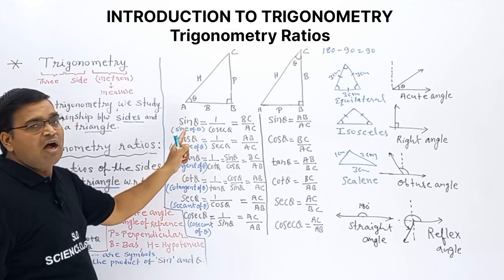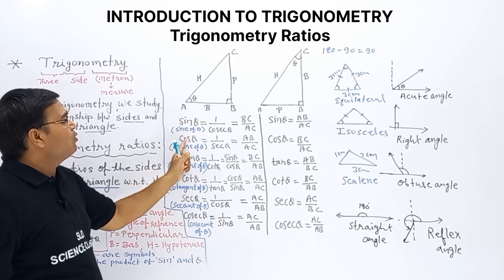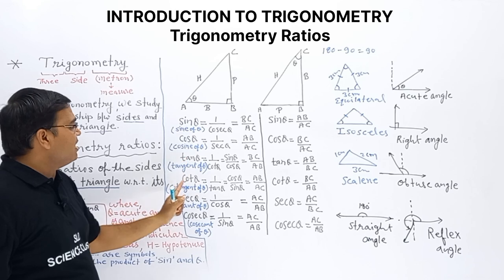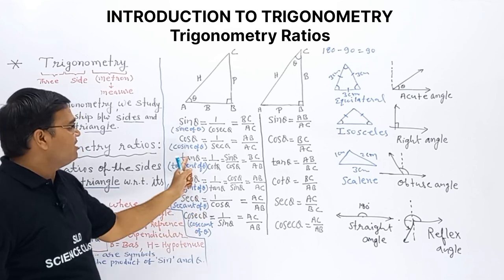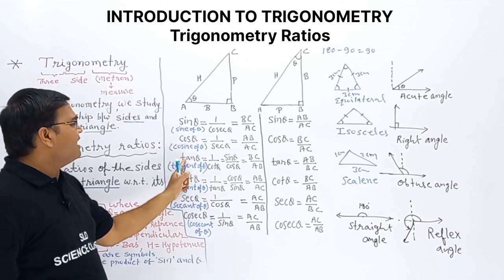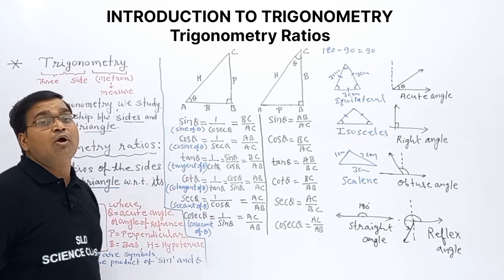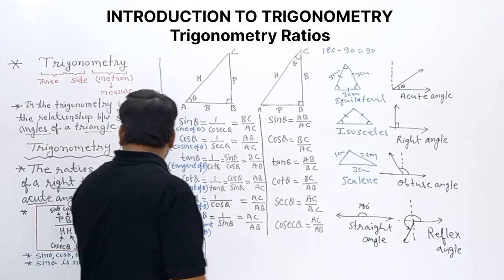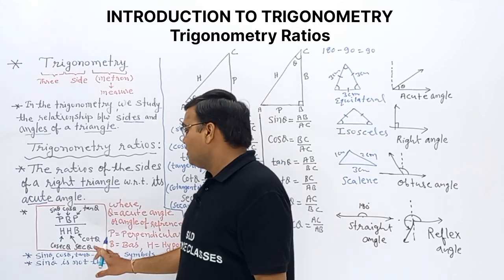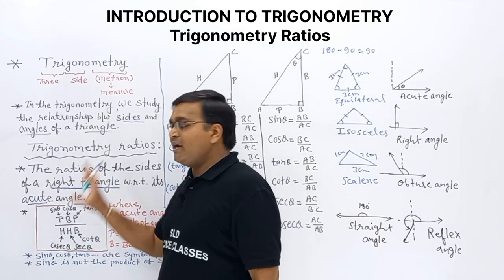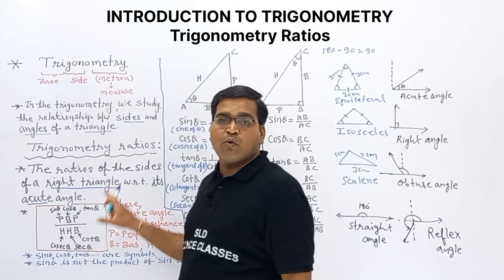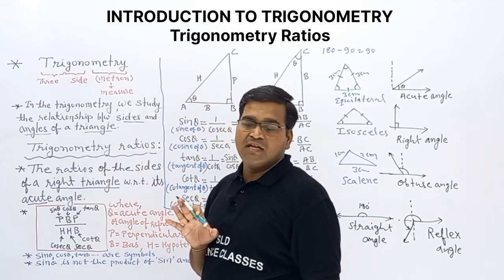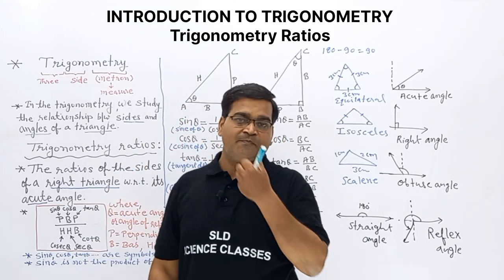How will we read these? Sin theta, cos theta, tangent or tan theta, cot theta, sec theta, cosec theta. Clear? These are all symbols. We have 6 symbols in trigonometry: sin theta, cos theta, tan theta, cot theta, sec theta, cosec theta.